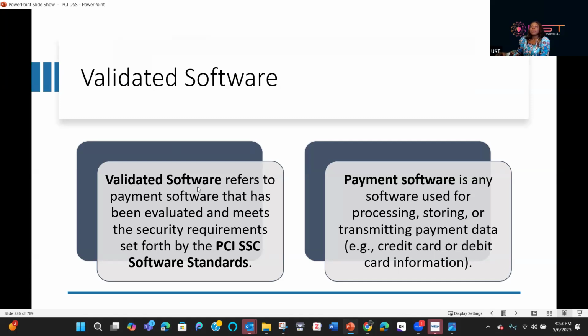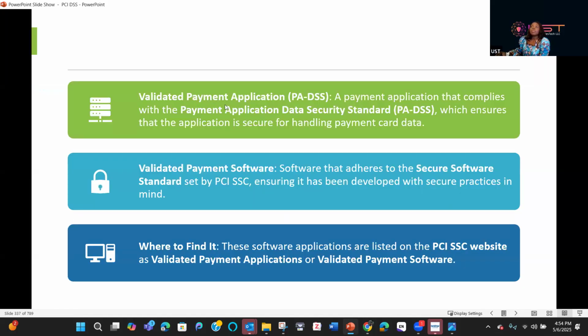Validated software. Validated software refers to payment software that has been evaluated and meets security requirements set forth by PCI. Payment software is any software used for processing, storing, or transmitting payment data, credit card or debit card information, right? Validated payment application, PA-DSS, a payment application that complies with the Payment Application Data Security Standard.